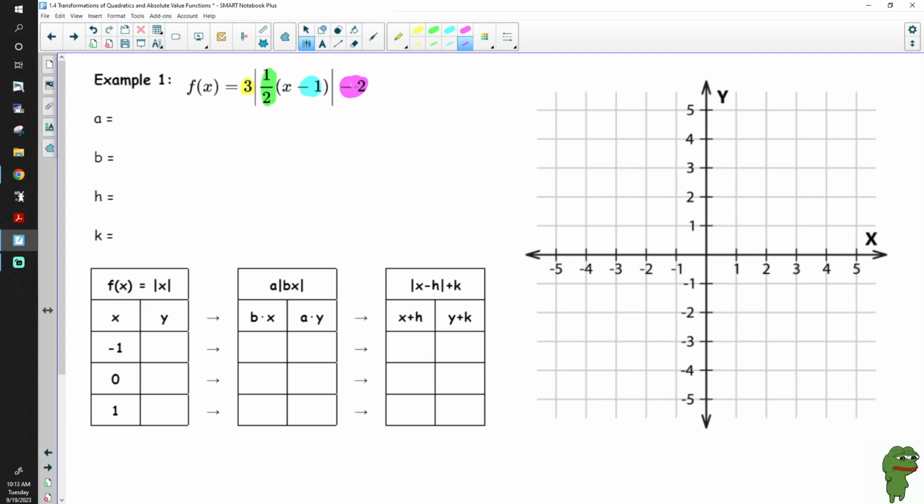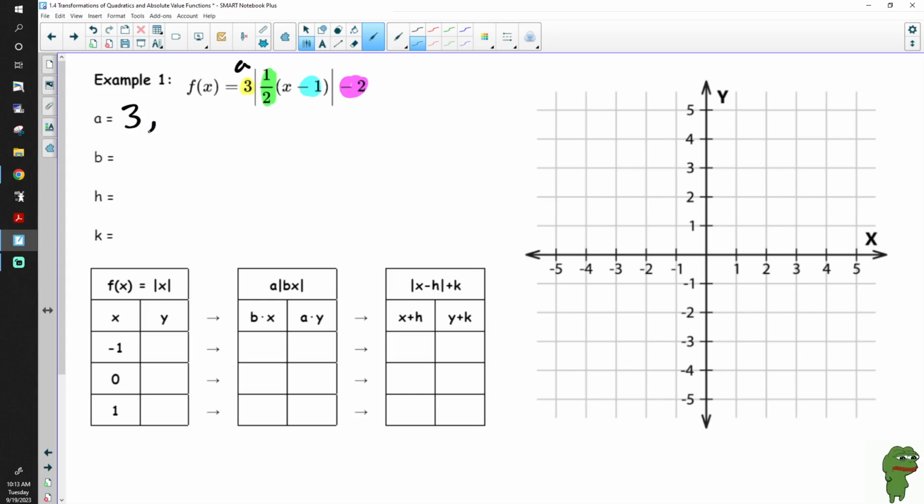A lot going on, and these are our A, B, H, and K values, right? Always in the same spots, always right in order. So let's start with A. Our A value is 3. It always is in the order, A, B, H, K. So that means 3 has to be our A value.